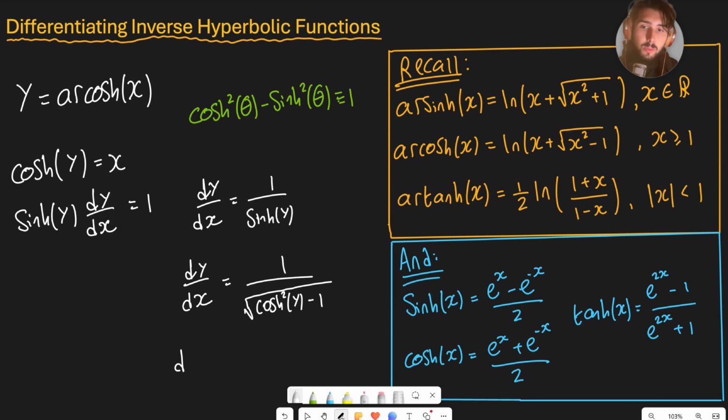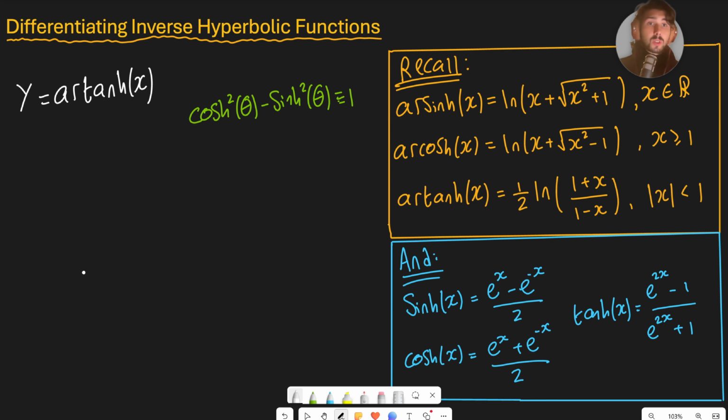And then, of course, from there, we can say that dy/dx must be 1 over the square root of... cos is just x here, so x squared minus 1. So now we know that the derivative of r cosh is just 1 over the square root of x squared minus 1. Finally, let's look at r tanh.